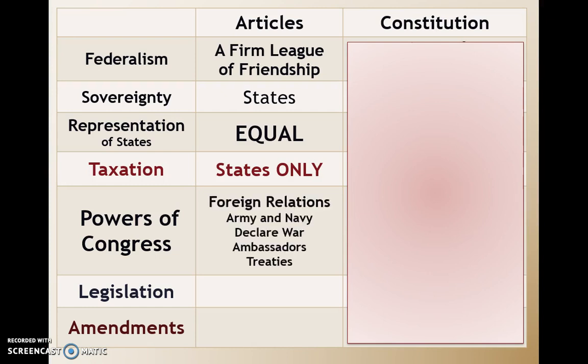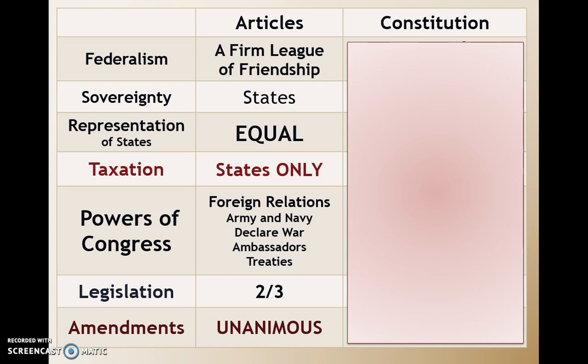The powers of Congress, well, let's take a look at them. Foreign relations. Had an army and a navy. Declare war. They could have ambassadors. Right? Congress could send ambassadors overseas. They could negotiate treaties. But so could the states too. Legislation had to be passed by 2/3 of them. 9 of 13 is just a touch stronger than 2/3. It's not quite 3/4. And if you wanted to amend these Articles of Confederation, it took unanimous decisions. You know what the problem was? Rhode Island's going to vote no on everything, because Rhode Island is this state that believes they can do no wrong.